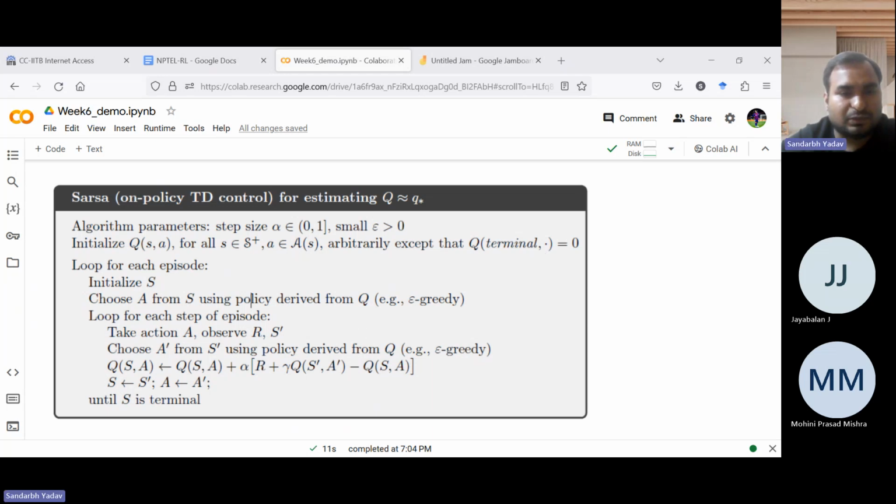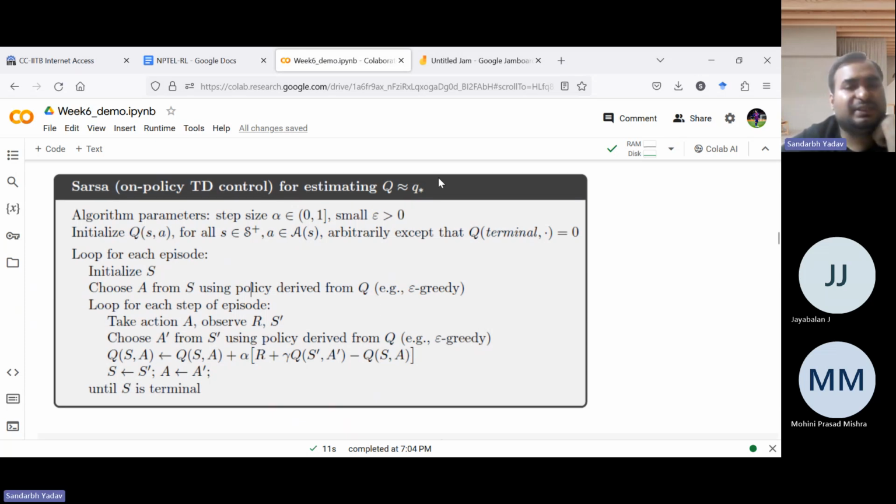Okay, then I'll move to SARSA. So this is the basic SARSA algorithm. This is the complete loop. We have already done this above, like step size. Some people call it step size alpha, I call it learning rate. And epsilon is the exploration factor.